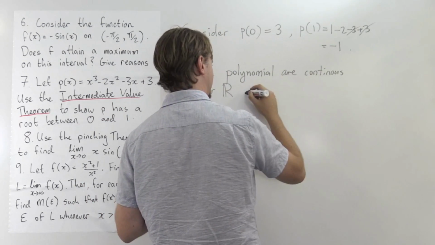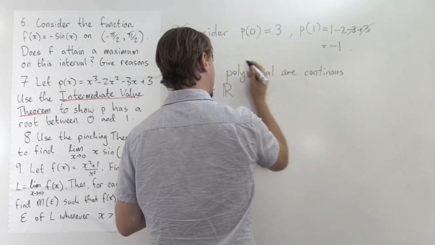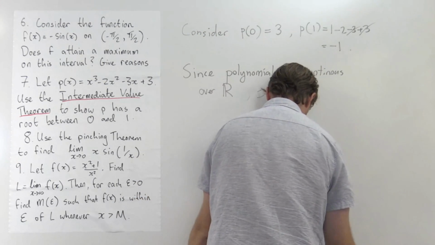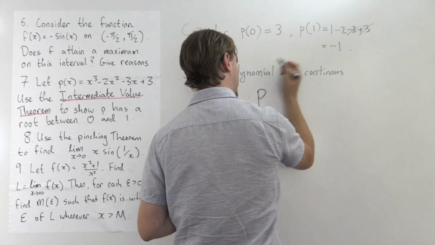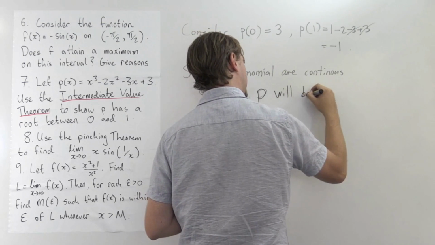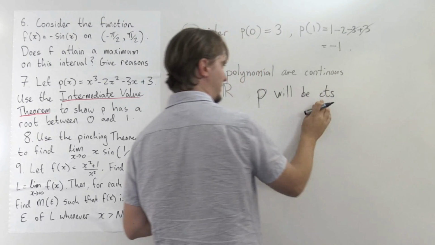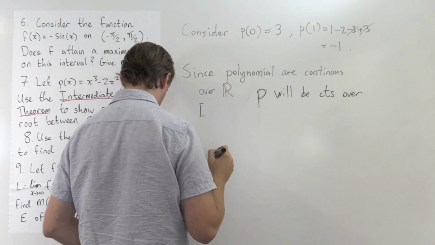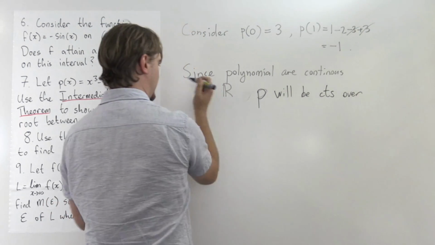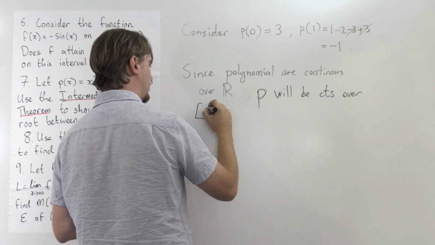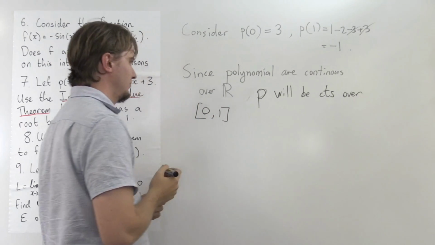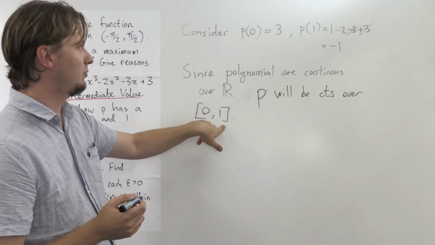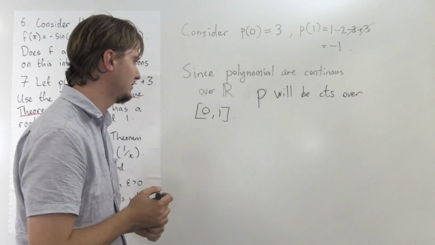Since it is continuous over R, this polynomial P will be continuous, I think I'm a little bit lazy with my notation. Actually, for continuity I need the whole interval. Right, so this function is continuous over 0, 1, it starts at 3, goes to -1.